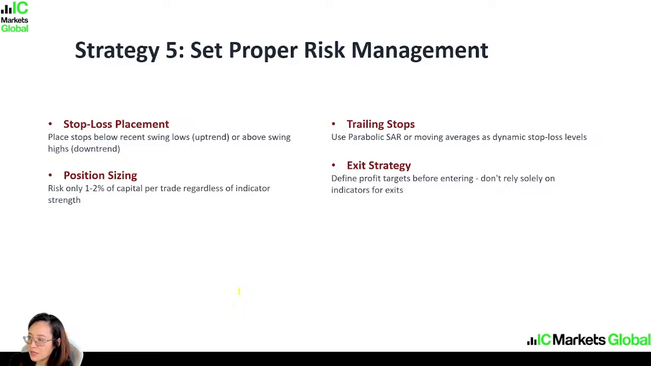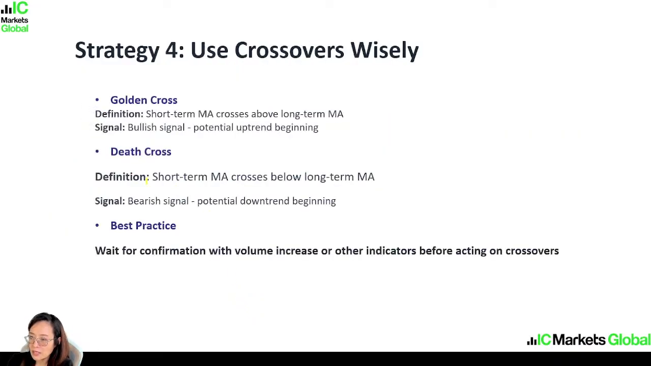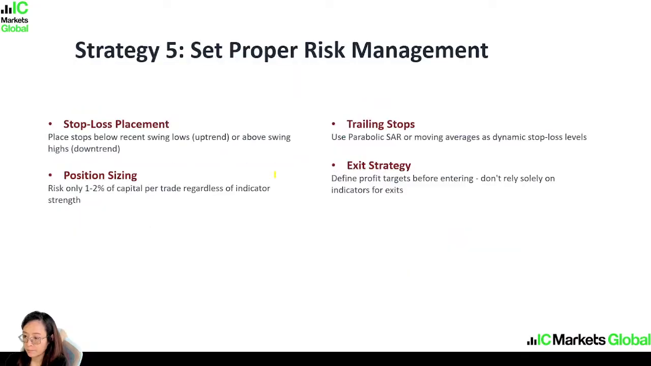And strategy number 5, proper risk management. Always put the stop loss, placed below the recent swing low for an uptrend, and above the swing high for a downtrend. Position sizing: risk only 1 to 2% of your capital, or risk per trade 1 to 2%. Trailing stop loss: you can use parabolic SAR or moving averages as a dynamic stop loss level. Exit strategy: define a profit target before entering. Don't rely solely on an indicator for the exit.